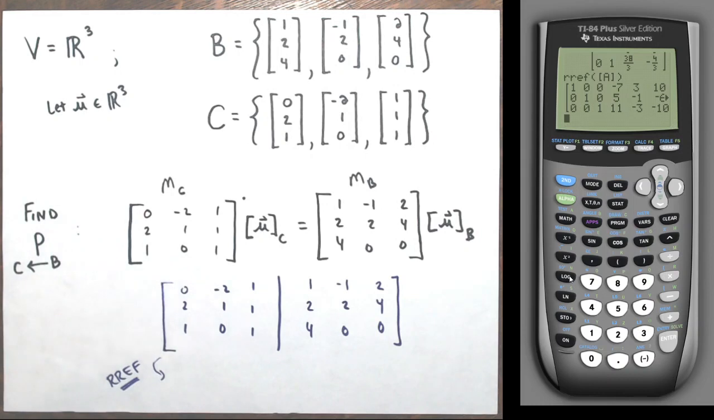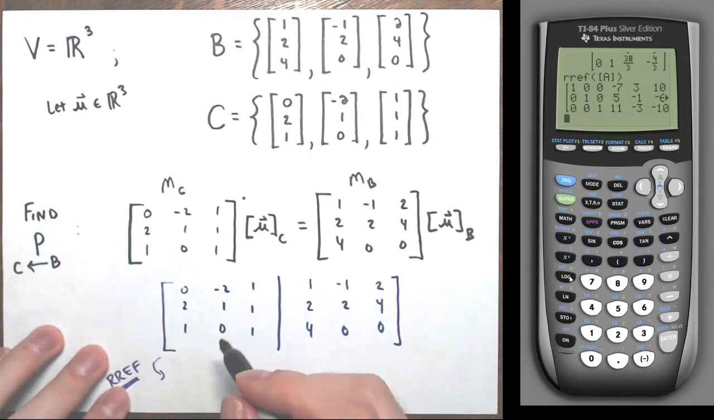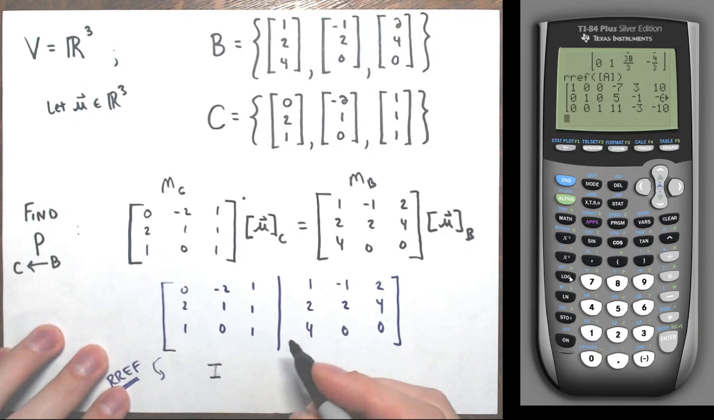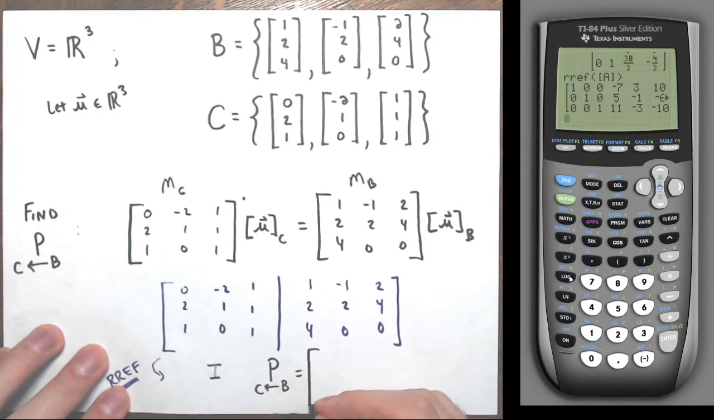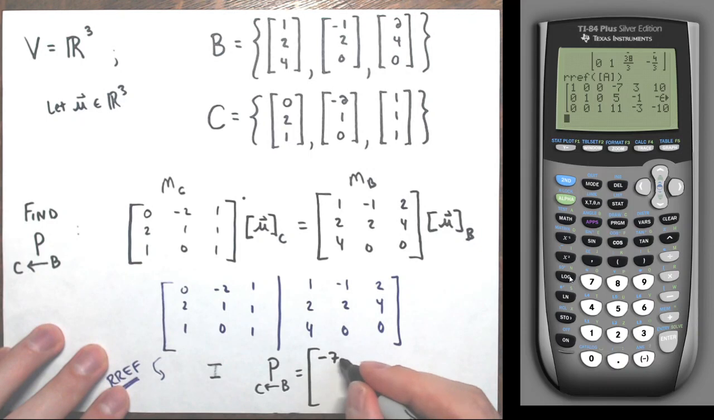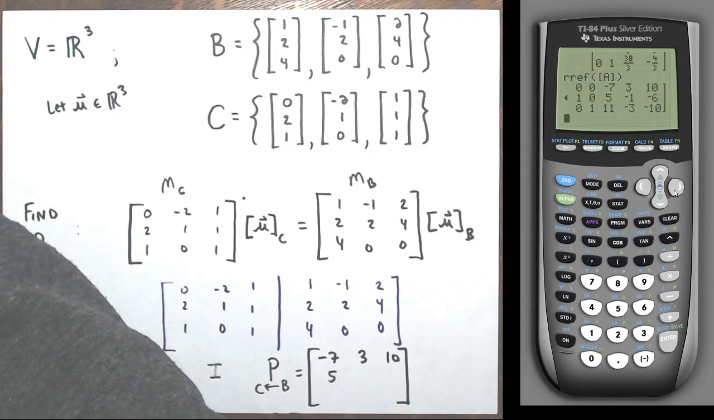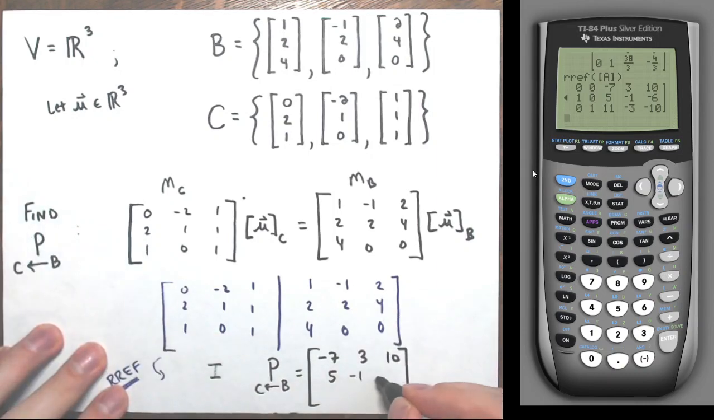All right, so you can kind of see it. I got the identity matrix on the left, and then that transition matrix from basis B to basis C is the 3 by 3 on the other side. So you have negative 7, 3, 10, then 5, negative 1, negative 6. Maybe I should scroll over. Yeah, 5, negative 1, negative 6, and then 11, negative 3, and negative 10. All right.